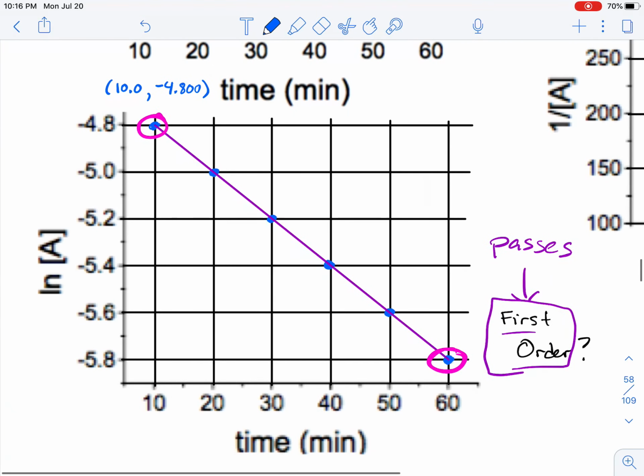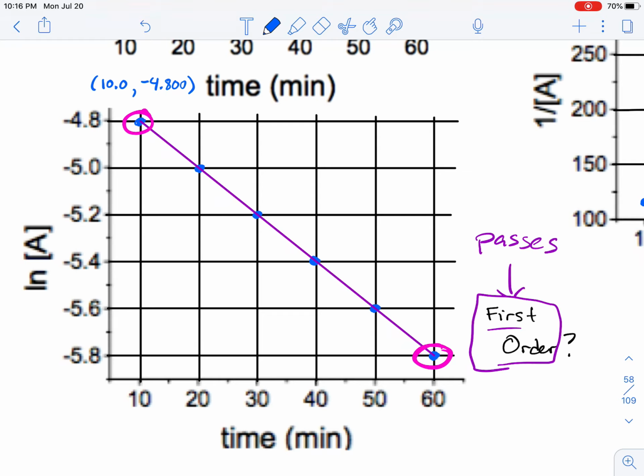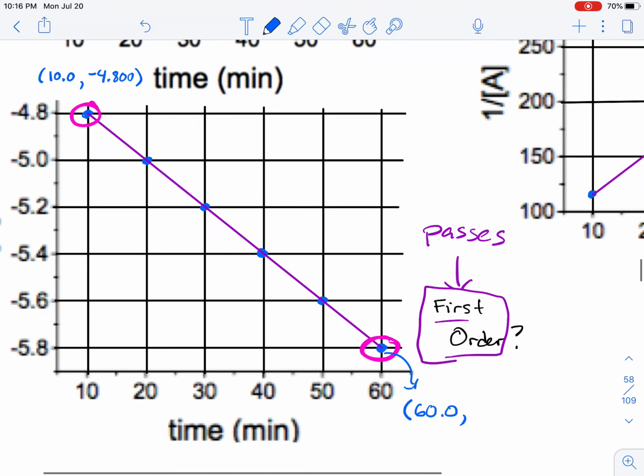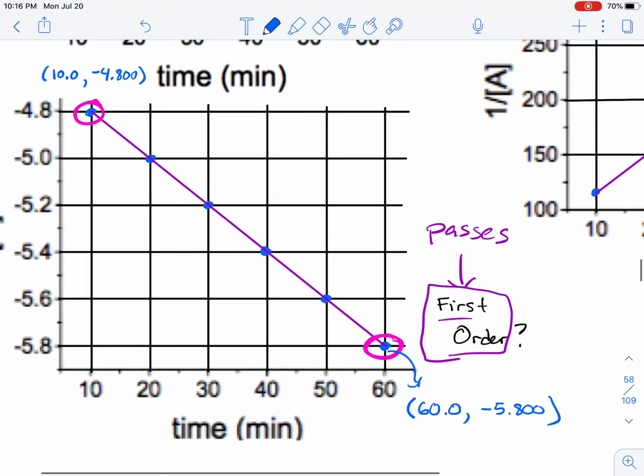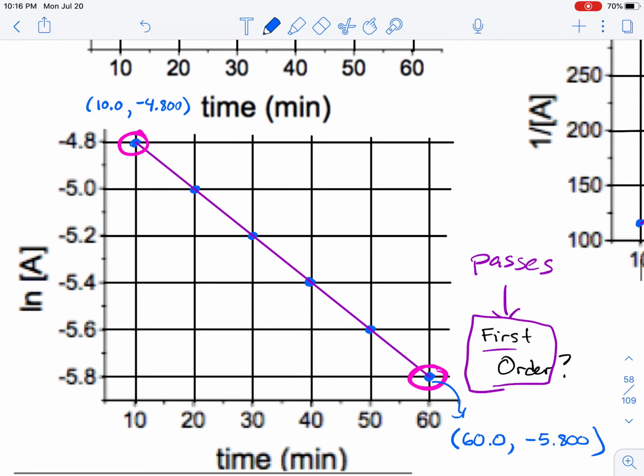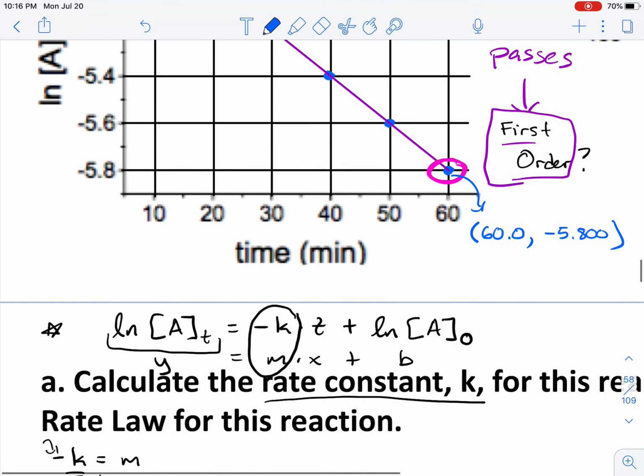Okay. So just for completion, I'll go ahead and write this point in. So this is going to be 60.0. That's describing the x-axis, and the y-axis is going to be negative 5.800. Okay. So the numbers are rounded when it's being graphed.